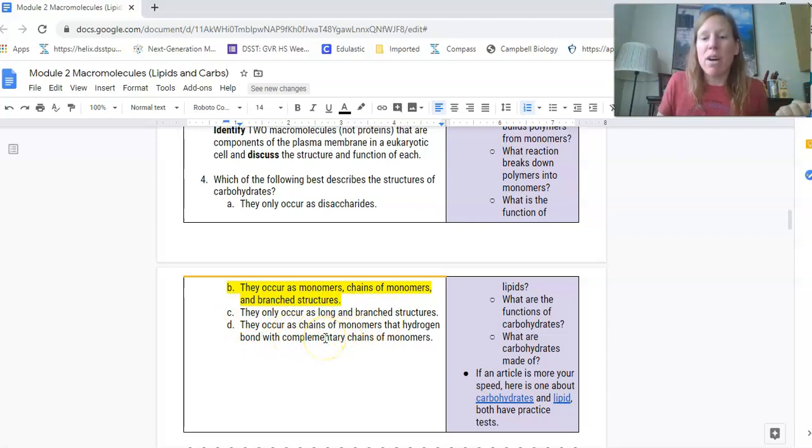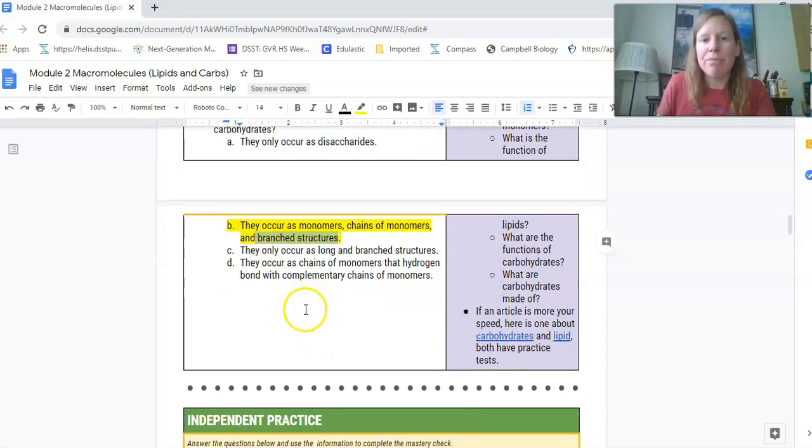They occur as chains of monomers that hydrogen bond with the complementary chains of monomers. This is confusing because I didn't say anything about hydrogen bonding in carbohydrates. That wasn't a word that was triggered. That's a word that shouldn't be triggered. So again, not the right answer. When I look at this, the right answer is B, and carbohydrates do consist of branch structures, and that's why they're so good at holding energy.